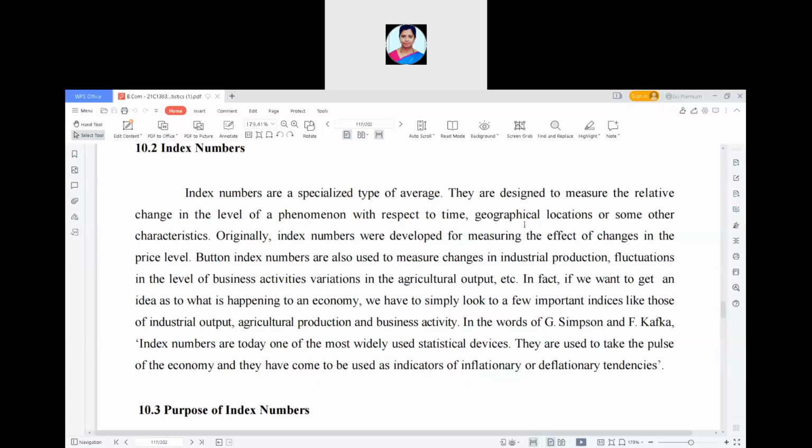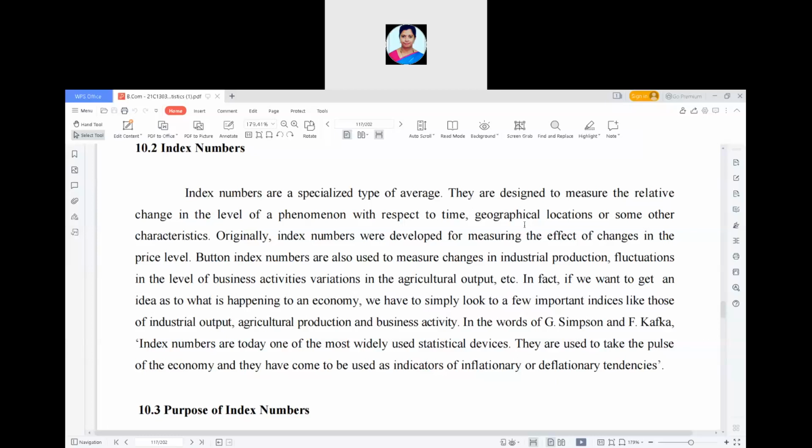In fact, if we want to get an idea as to what is happening to an economy, we have to simply look at a few important indices like industrial output, agricultural production, and business activity, etc. Many statisticians have defined the index number in the following manner. G. Simpson and F. Kafka defined the index number in this manner.